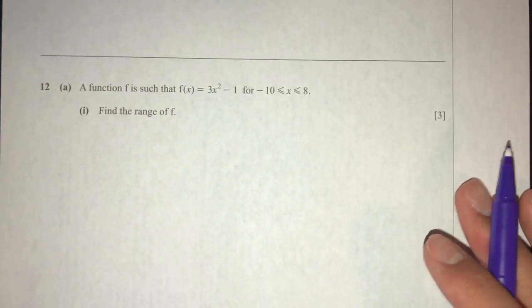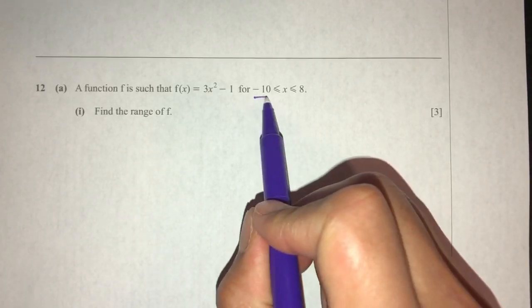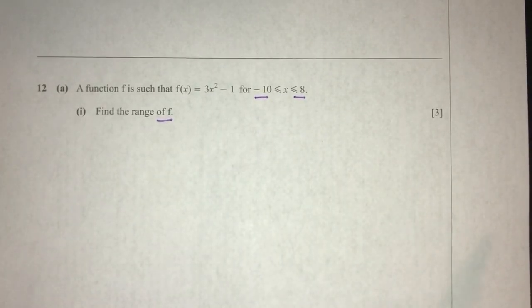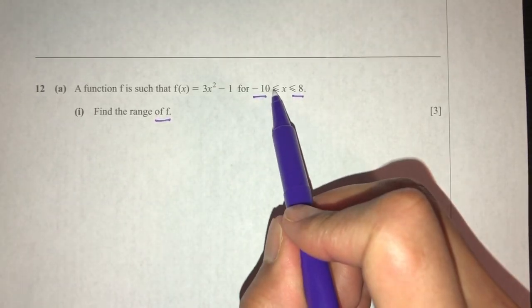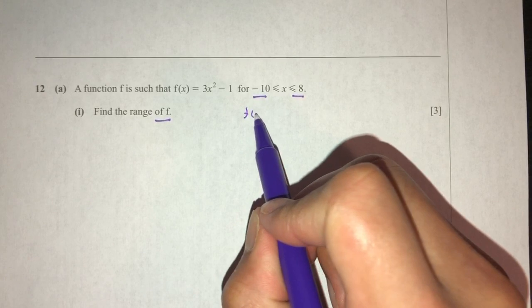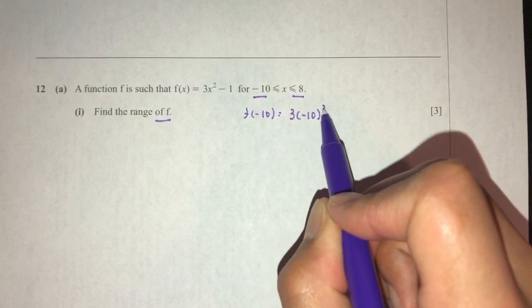That is good. And now for question 12. We have a function f given by this, between this. Find the range of f. So we first have to find the values of f at these two points because it is an equal sign. f of minus 10 will be what? 3 minus 10 squared minus 1.